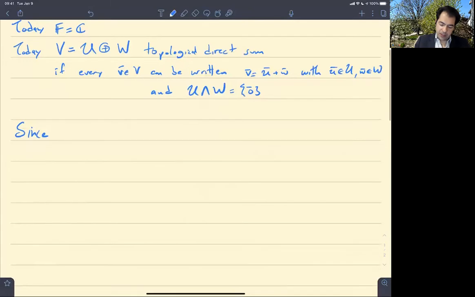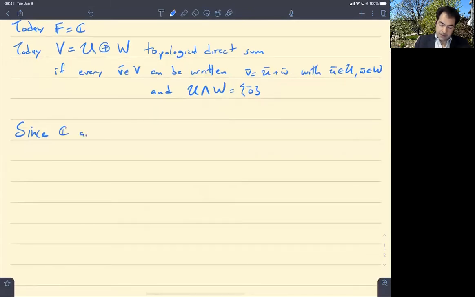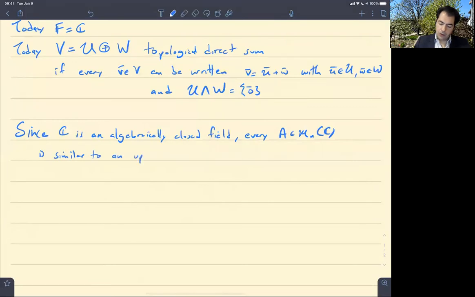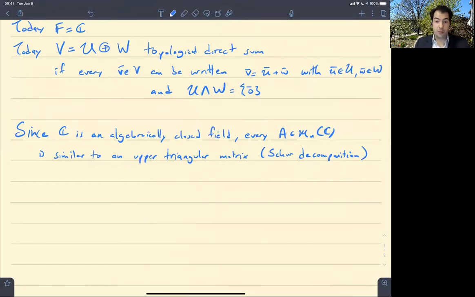So let's start by saying that since the complex numbers is an algebraically closed field, we know that every n by n matrix is similar to an upper triangular matrix. In fact, we've improved our first version of this using the QR decomposition. We got what's called the Schur decomposition, which says that not only is it similar, but it's similar using an orthonormal basis.